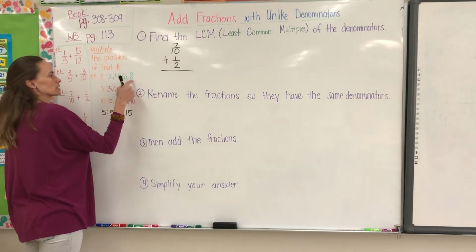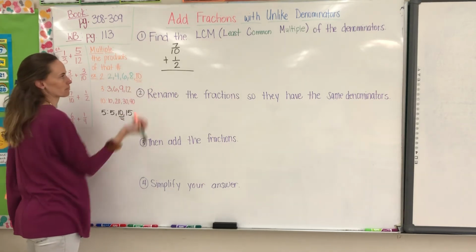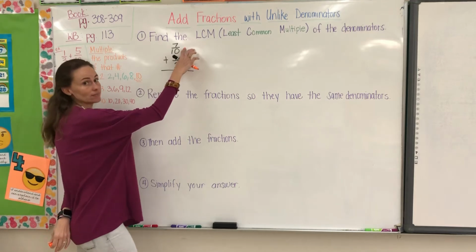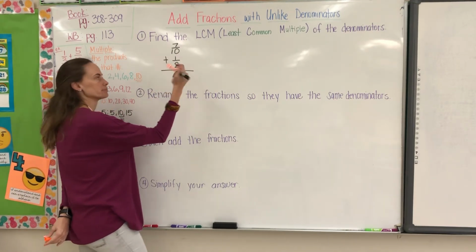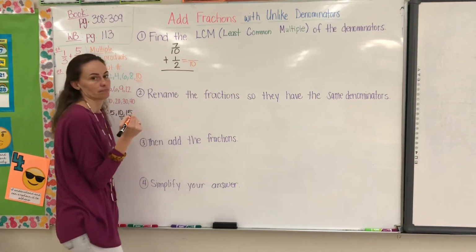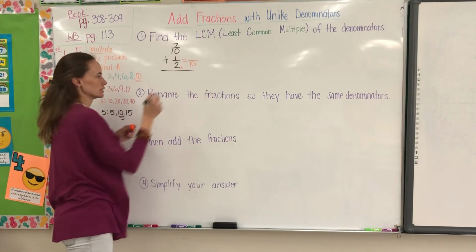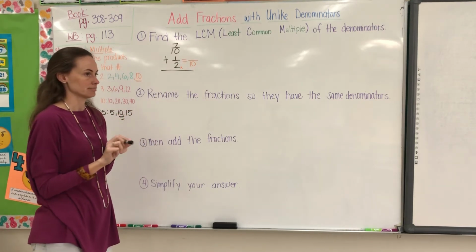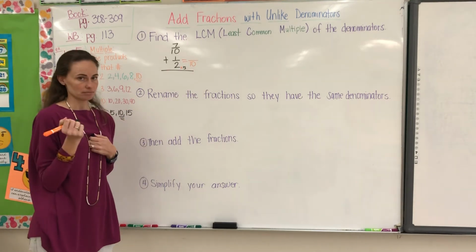2, 4, 6, 8, 10. Yes, it does. So that means we can leave that one the same. We don't have to change it. We only have to change the bottom one. Tenths. How did we do it? 2 times what gives me 10? I already know that 2 times 5 gives me 10.